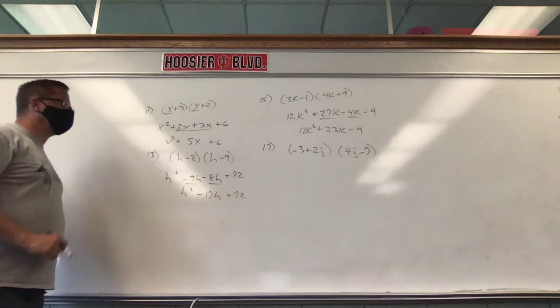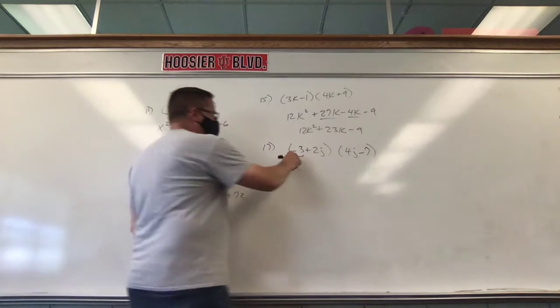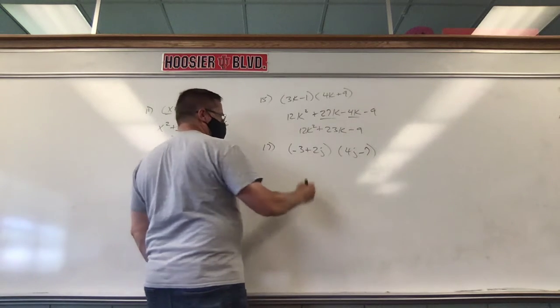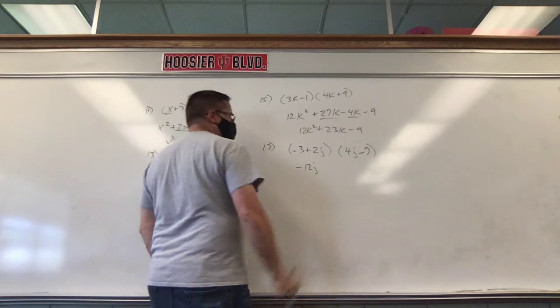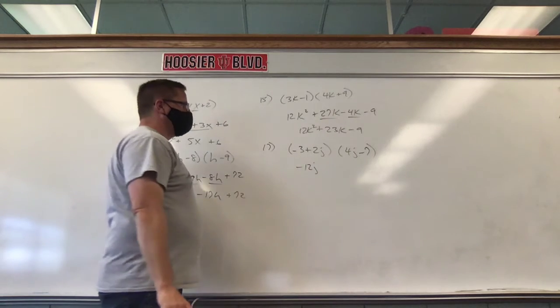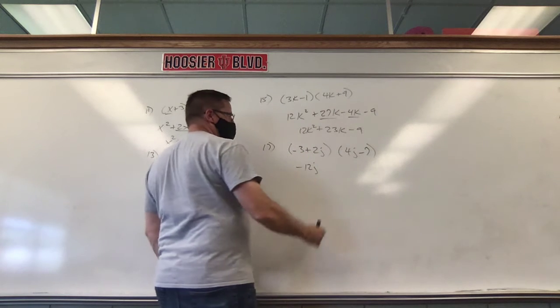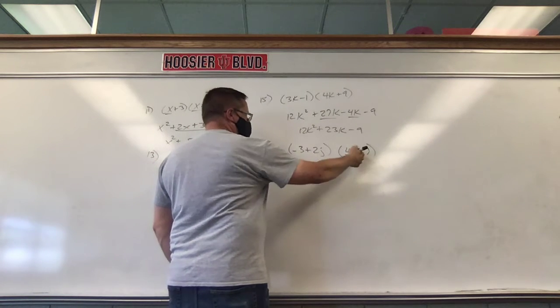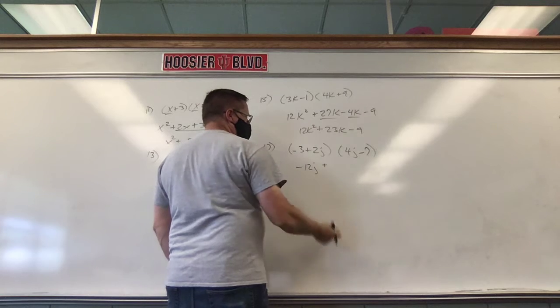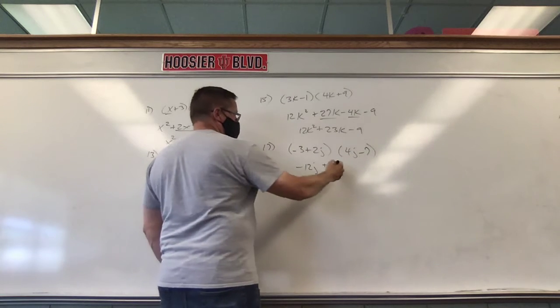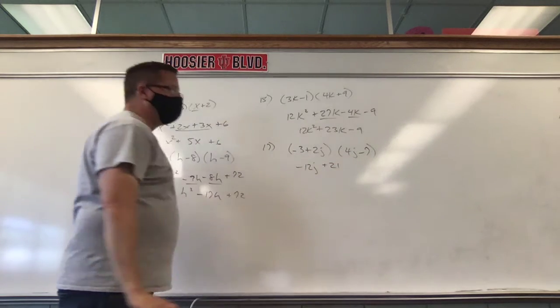What are your first terms? Negative 3 and 4j. What's negative 3 times 4j? Negative 12j. Outers. Negative 3 and 7. What's a negative 3 times a negative 7? Negative times negative is a positive, and what's 3 times 7? 21.